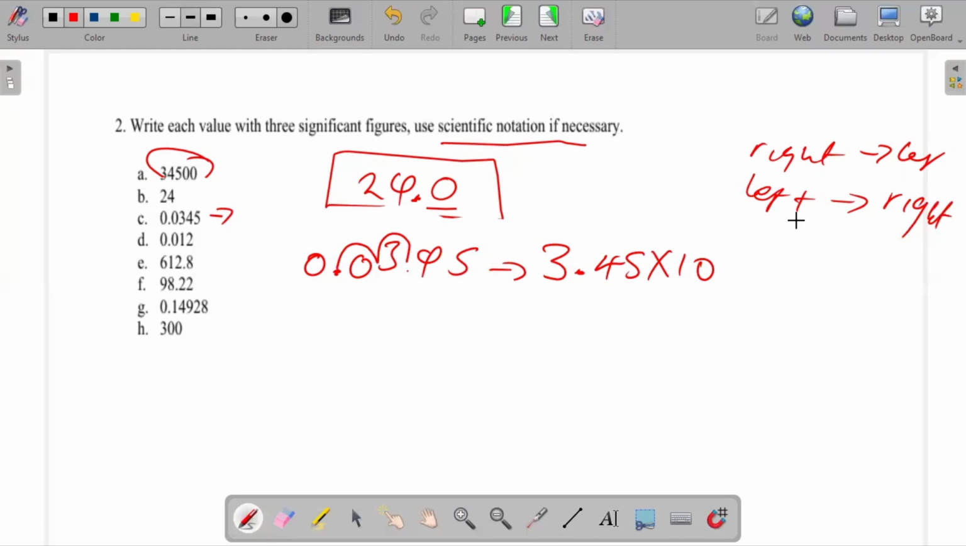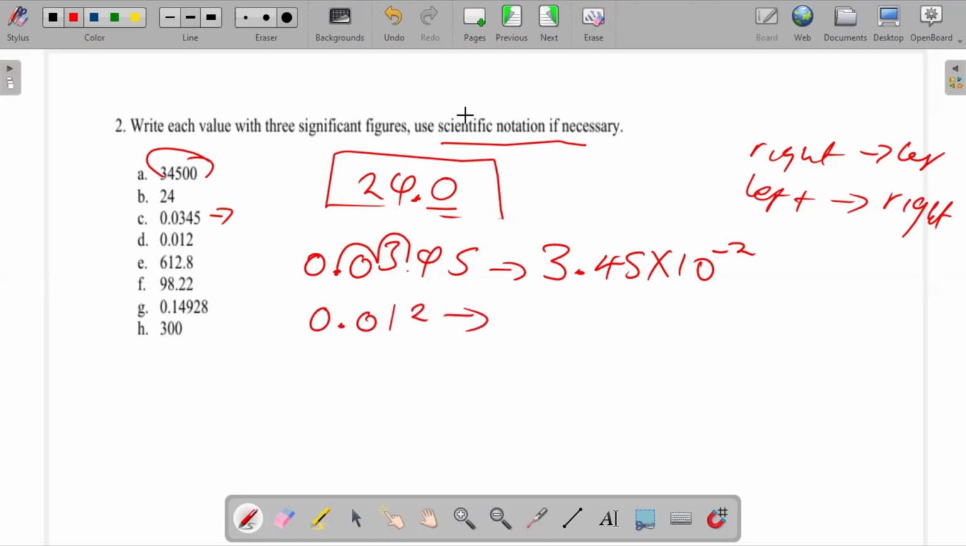And when you are moving from your right to your left, it's positive. Here we've moved 2 steps, and we are moving towards the right, so we are getting a negative 2 here. That's what we have. So let's go to the next one here, D.